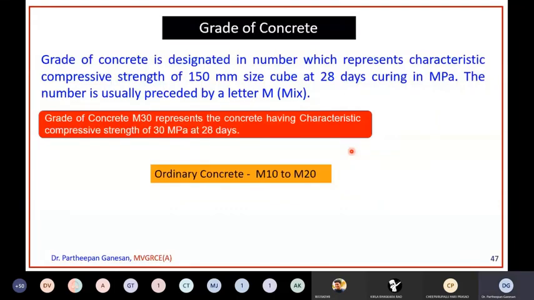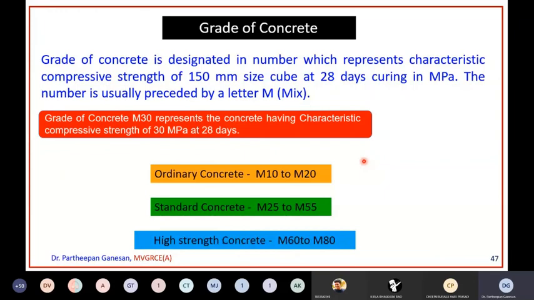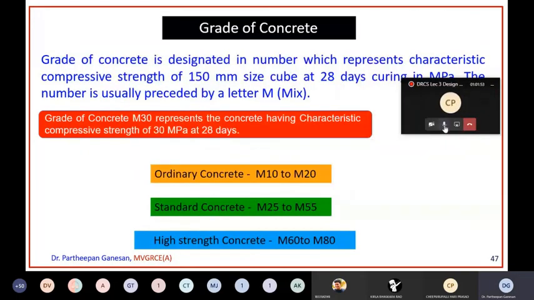So we will stop here and we will proceed further in the next class. Is there any doubt to anybody? Please ask for any doubt.